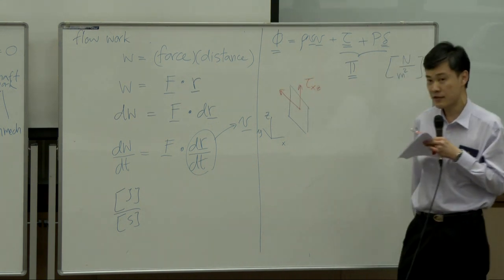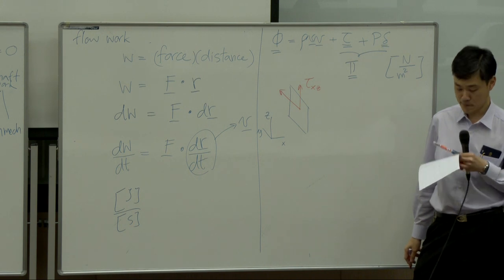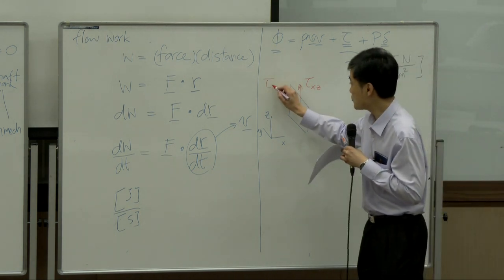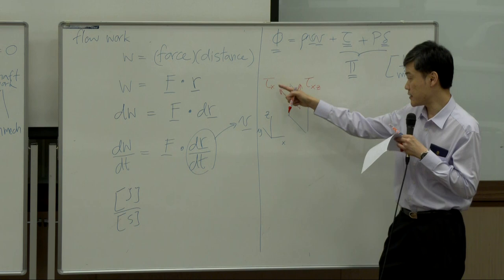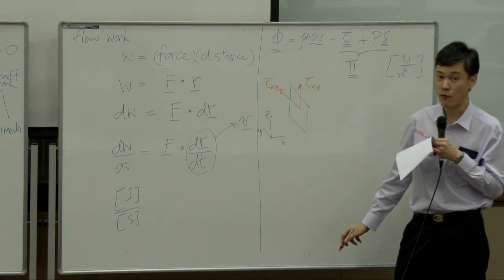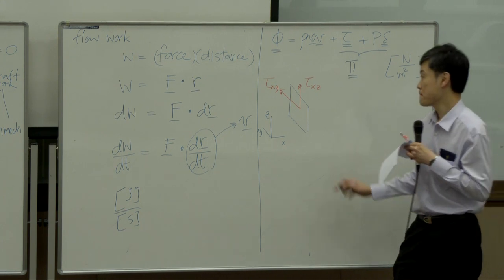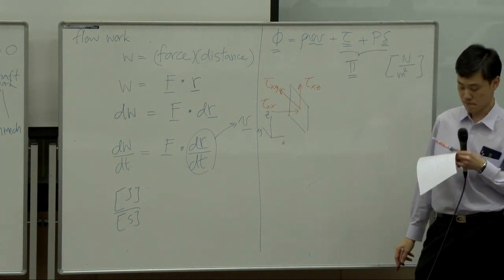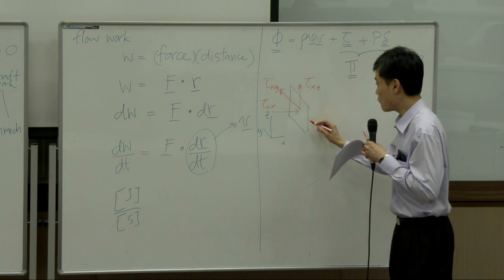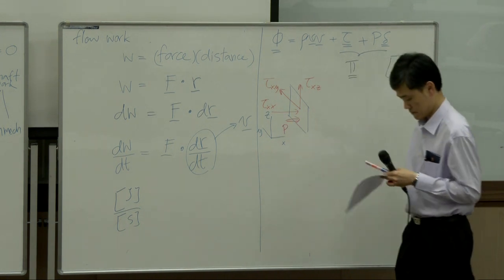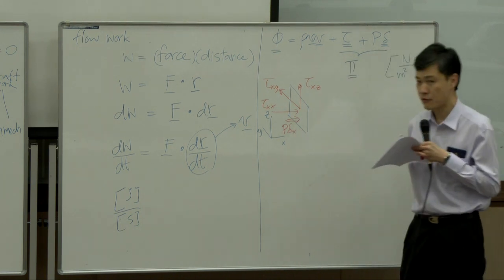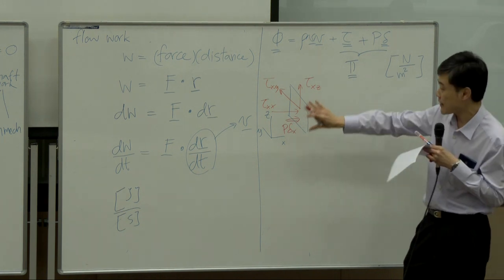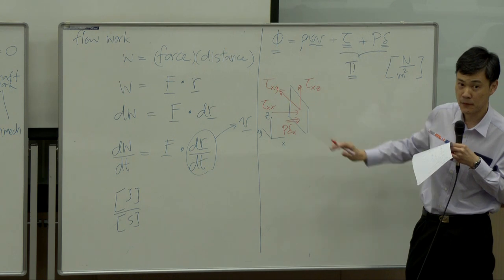What about this tau? It acts on the same surface, so the first subscript is x. But the force is going in the y direction, so this is tau xy. The last one would be tau xx. And you add another one, which is pressure, times the vector in the x direction. So all these red lines are associated with force acting on this surface. Okay?